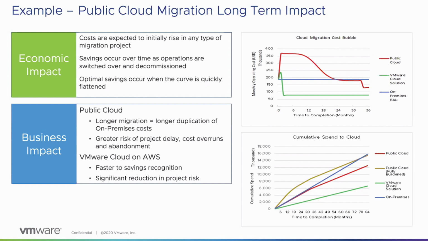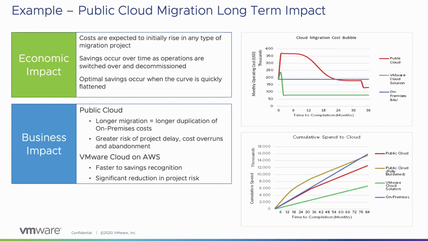The point we usually make, though, is that the green line shows that, yes, there is a spike with VMware Cloud on AWS as well, as you're adding the services. But because the transition time is so short, that bubble quickly drops off and you start to gain the savings. So again, we're just pointing out that with public cloud, longer migration is equal to longer duplication of the on-premises costs. You have to keep carrying those costs longer. There's greater risk of a project delay, overruns, or abandonment. And VMware Cloud on AWS is faster to the savings recognition.